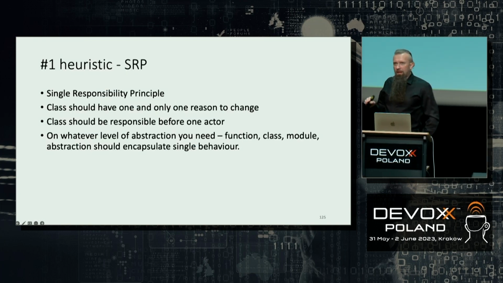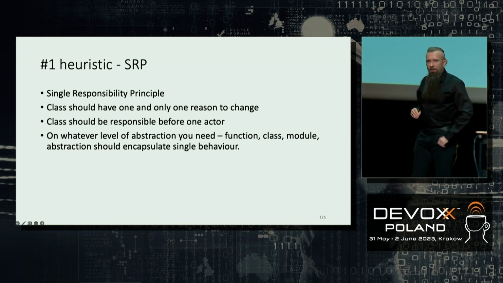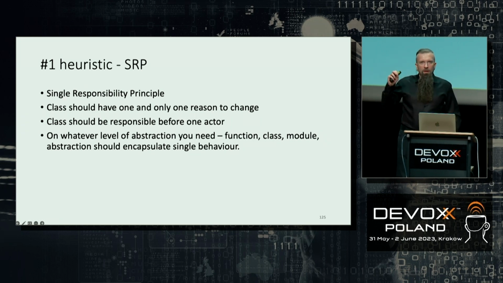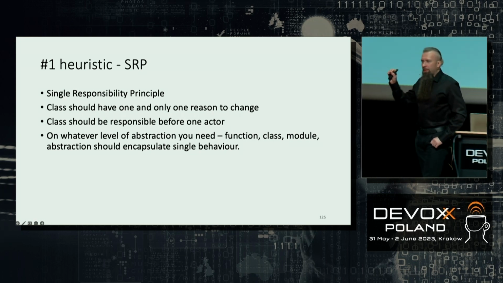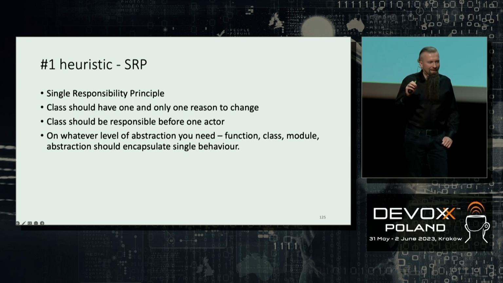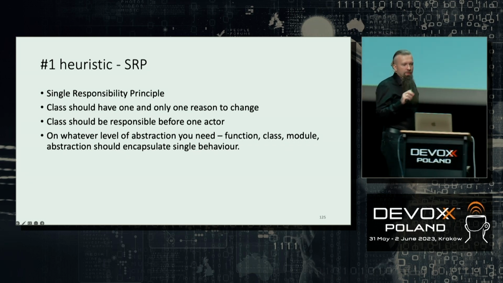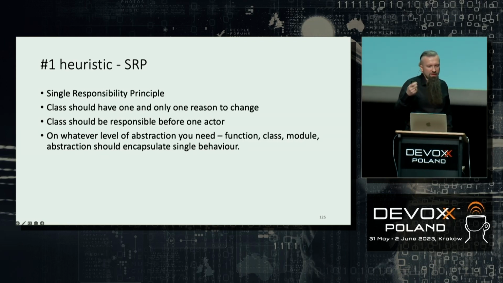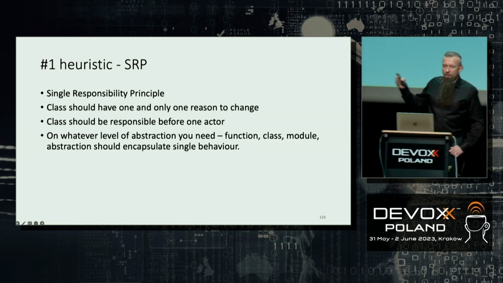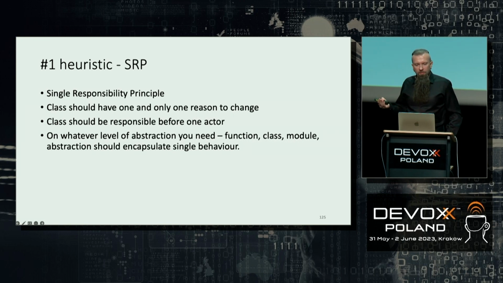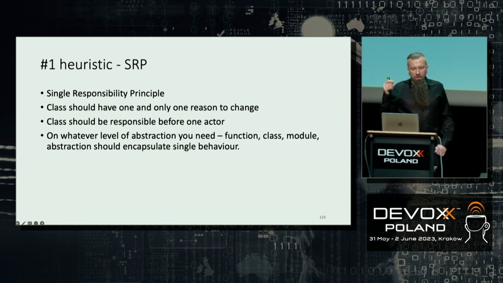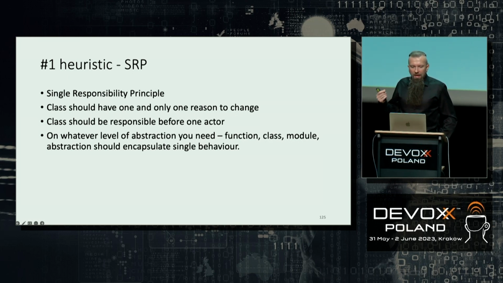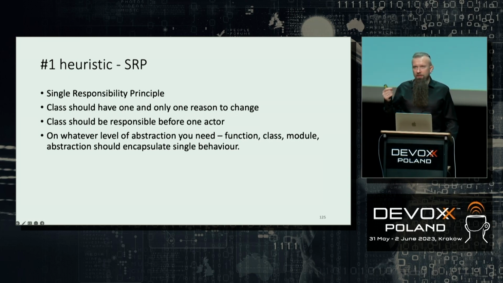Okay, so these are the examples I've prepared for this talk so far, and a heuristic I can give you, and maybe you already spotted what I was focusing on in each of these cases, is the single responsibility principle. And of course, the single responsibility principle states that a class should have one and only one reason to change. A class should be responsible to one actor. However, my comment is that on whatever level of abstraction you need, function, class, module, the abstraction should encapsulate a single behavior.